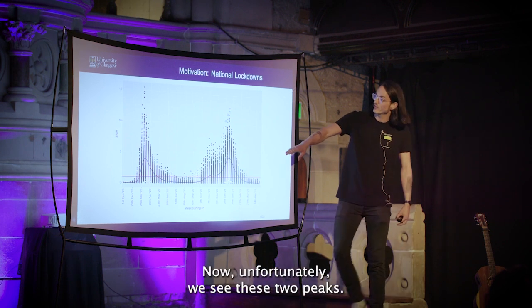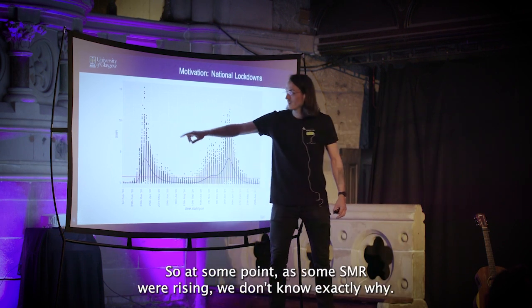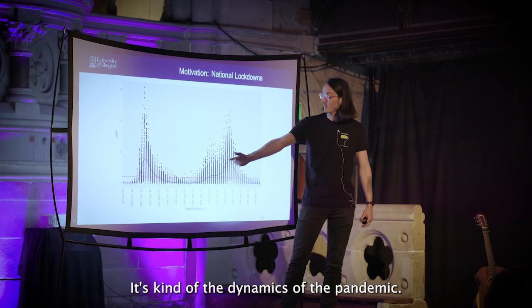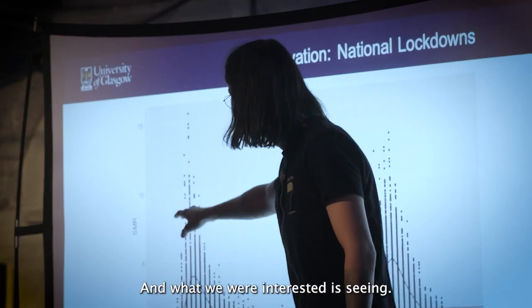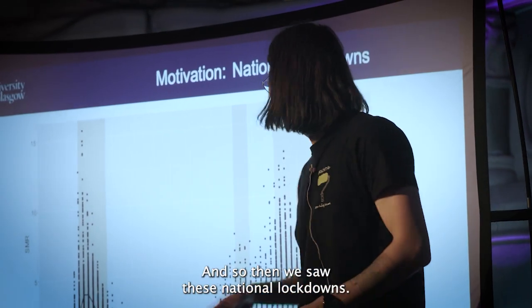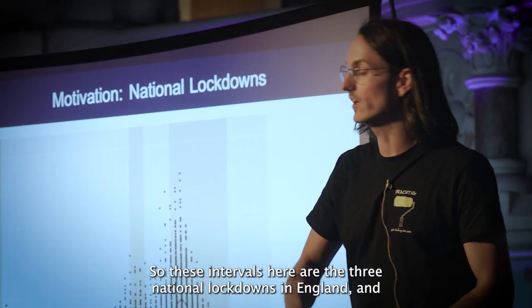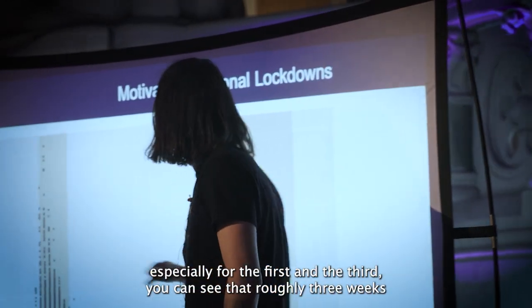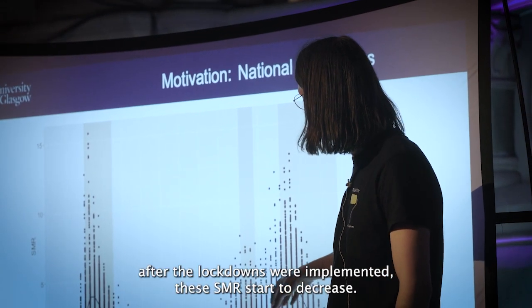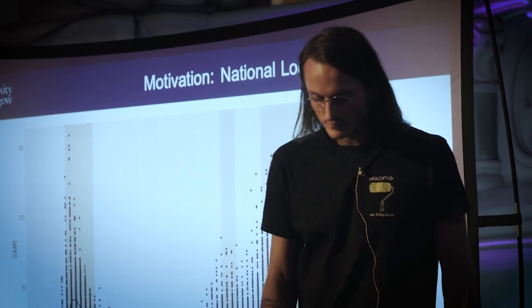Now, unfortunately, we see these 2 peaks. So at some point, SMRs were rising. We don't know exactly why. It's kind of the dynamics of the pandemic. What we were interested in is seeing why did they go back down. And so then we saw these national lockdowns. So these intervals here are the 3 national lockdowns in England. And especially for the first and the third, you can see that roughly 3 weeks after the lockdowns were implemented, these SMRs start to decrease.